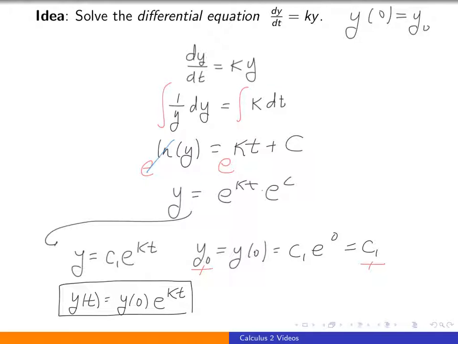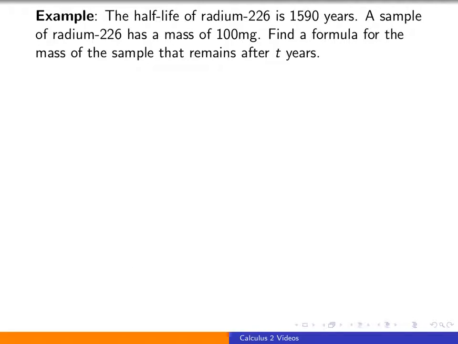And note, from a differential equations perspective, something you all might encounter in the future, what we've done is we've solved something which is known as a separable differential equation. So let's go ahead and look at maybe a few typical examples involving exponential growth and decay.